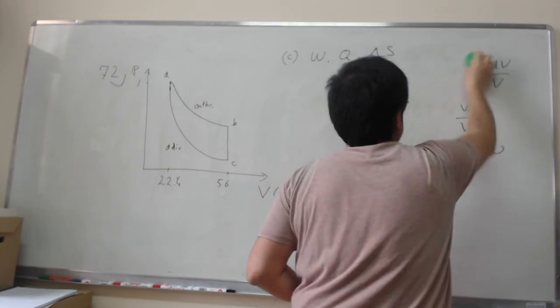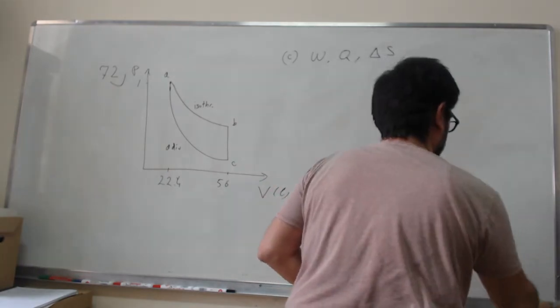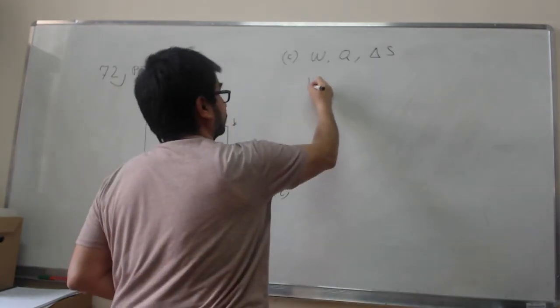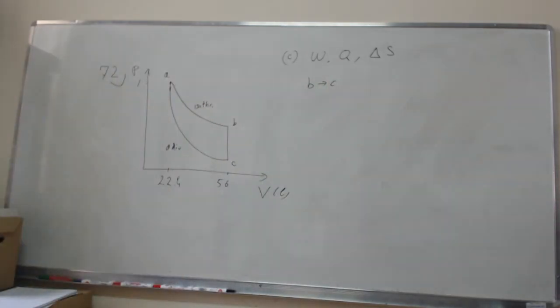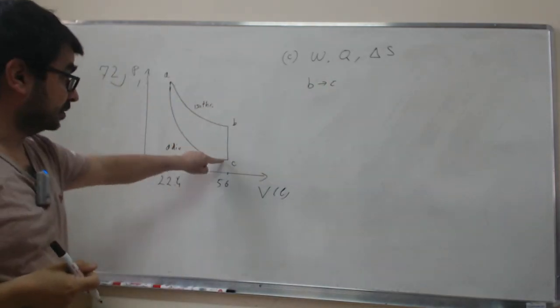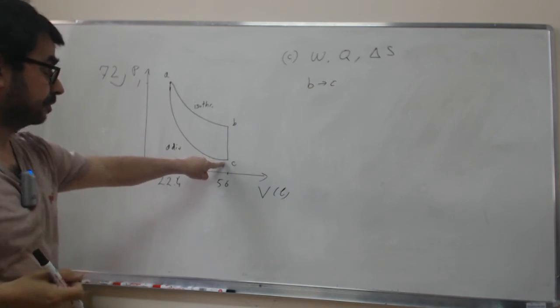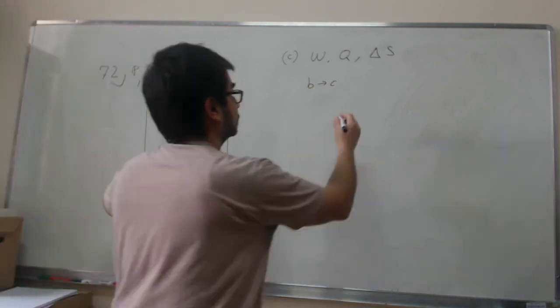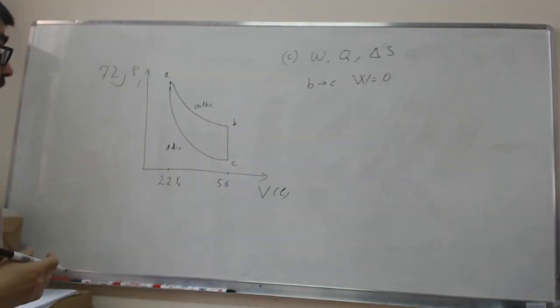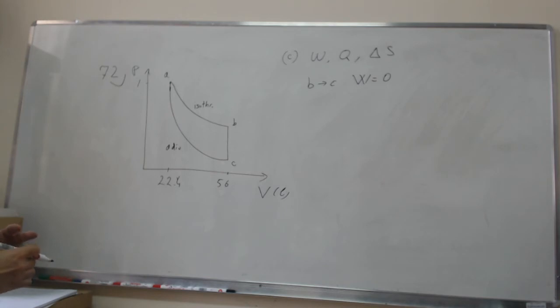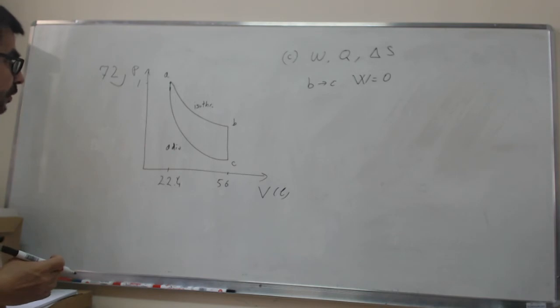I don't have much space, so I'm erasing, but I'm hoping you can go back and forth in the video. So for B to C, the work done is 0. The volume doesn't change, right? It's constant volume, so the work done is 0. So there's going to be some heat exchange over here, I guess. Do we know?